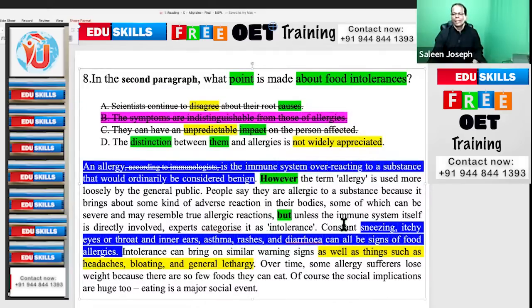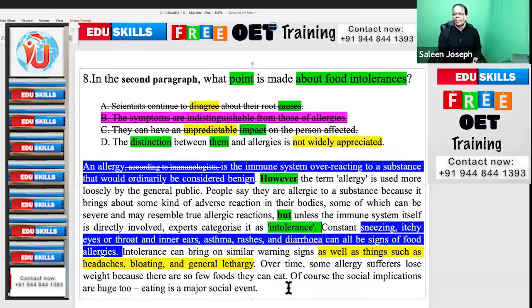So, though people say that, to categorize something as allergy, the immune system must be directly involved, meaning it should affect the immune system. But here they call it intolerance. It is not allergy, but experts categorize it as intolerance. This is called a gist-based question. Since you have eliminated all the other three, ultimately only one option is left: the distinction between food intolerance and allergies is not widely appreciated. Means people don't understand, widely appreciate.